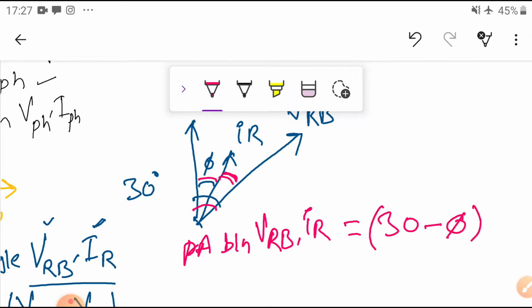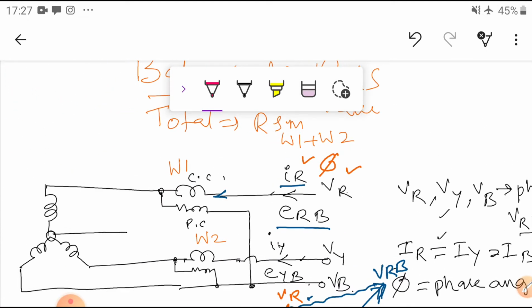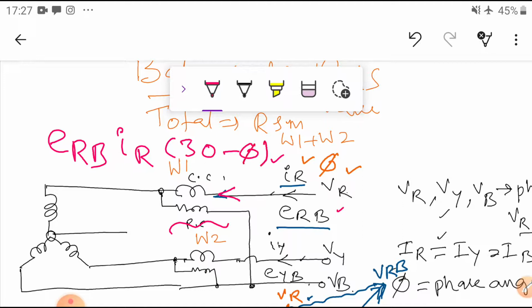So this is the phase angle between VRB and IR. Here the voltage is ERB and the current is IR. What is the phase angle? This is equal to 30 minus phi. This is the phase angle.